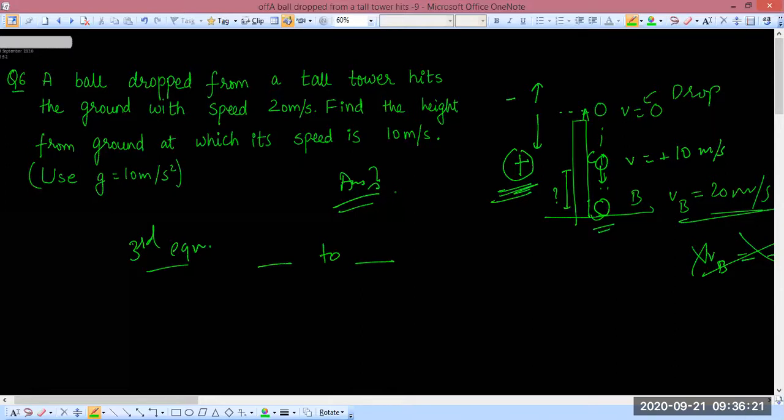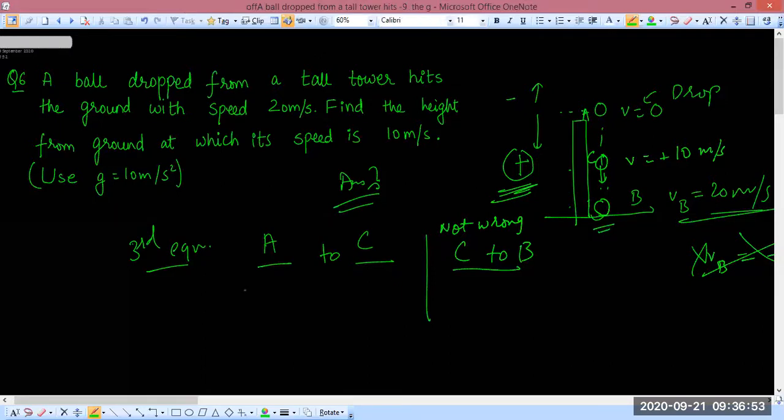Yes, Ayushi? Yes, it is easier to do it from A to C. Again, if you do it from C to B, then also it's not wrong. You can do it, not a problem at all. Just be careful.